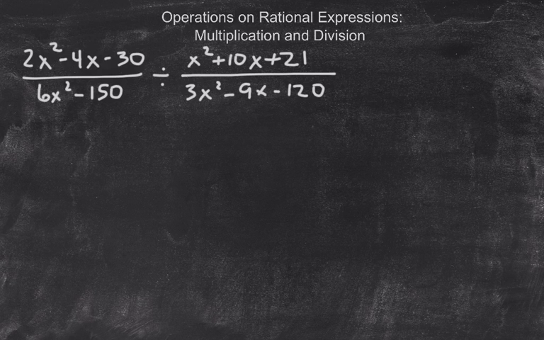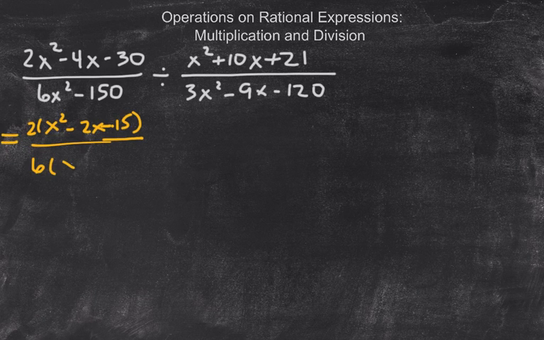So my last example here is a division problem. I'm going to need to start by factoring the numerators and denominators. And I'm going to do some of that with an area model and some of that in my head. But I am noticing here that my first denominator has a common factor of 2. So I'll pull that out first. Get 2 times x squared minus 2x minus 15. And in that denominator, I'm seeing a common factor of 6. So it'll be 6 times x squared minus 25.